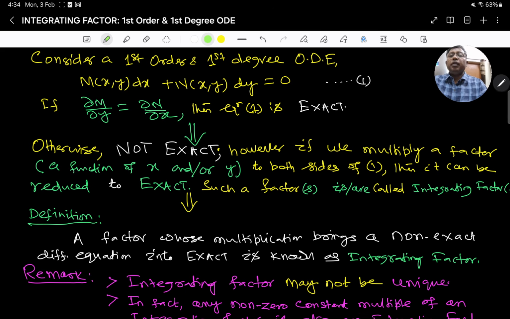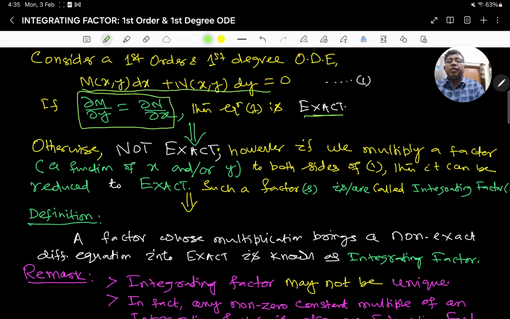Hello everyone. In this lecture, I shall discuss the integrating factor to solve first order and first degree ordinary differential equations. If we recall our previous lecture, the standard form of a differential equation M(x,y) dx plus N(x,y) dy is equal to 0 is said to be exact if it satisfies the condition del M by del y is equal to del N by del x. If this condition is satisfied, then it is exact. Otherwise, it is not exact.